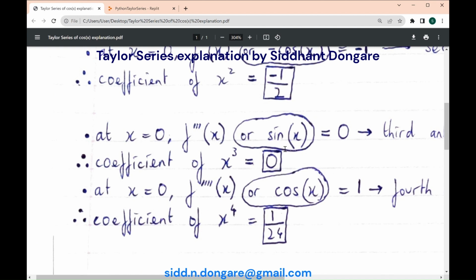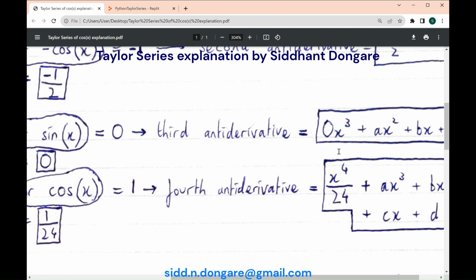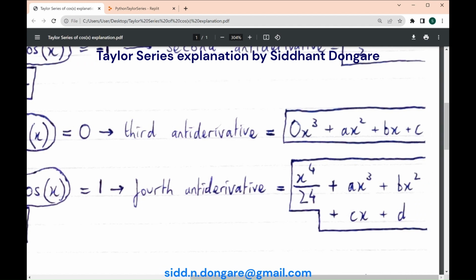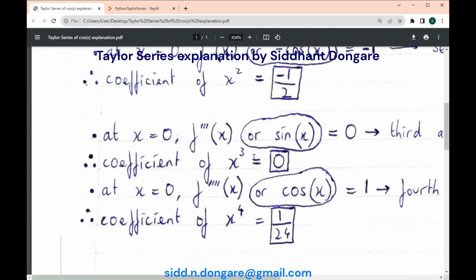And once again we can repeat. At x equals 0, f triple prime of x, or sine of x, is equal to 0. And the third antiderivative of 0 is 0x cubed plus ax squared plus bx plus c, as shown here. What we're really interested in here, again, is the coefficient of x cubed, because we know a, b, and c in this scenario. The coefficient of x cubed must be 0 here. And then we can repeat one last time.